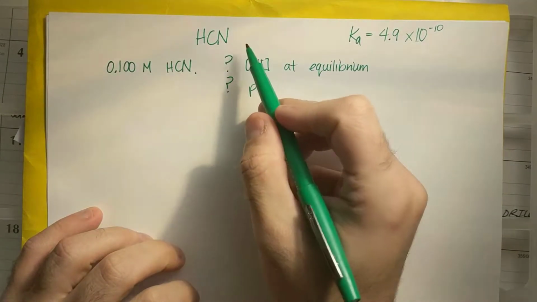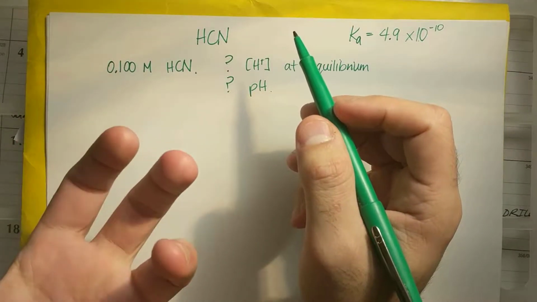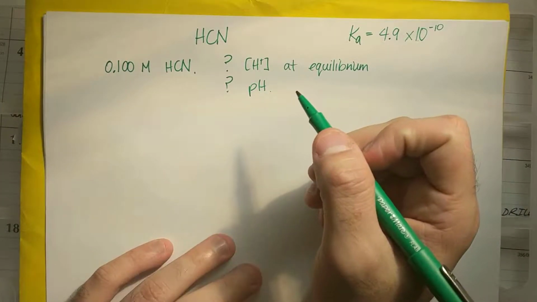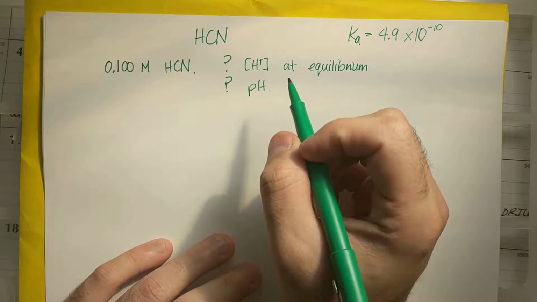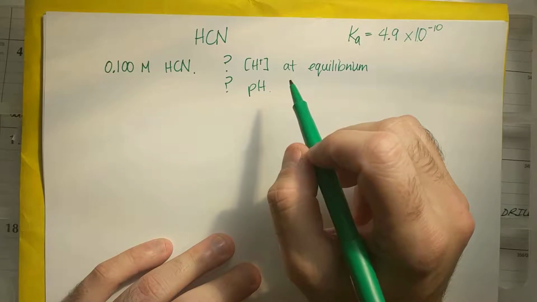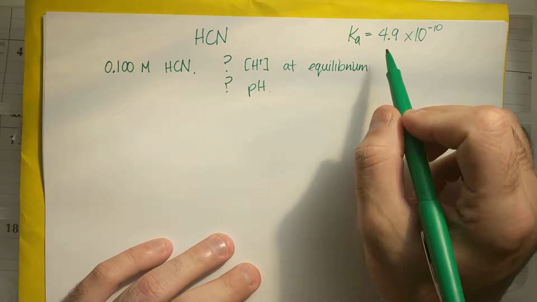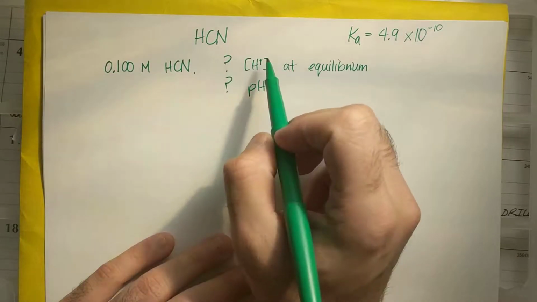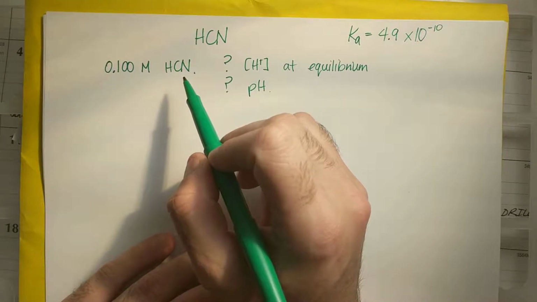Now, if I have HCN in a beaker, it is going to be in equilibrium with its conjugate acid and base. And since it's at equilibrium and it doesn't fully dissociate, in order to figure out what my concentration of H plus or pH is, I need to use the Ka. So I cannot automatically say that my concentration of H plus is 0.1 because it's a weak acid.